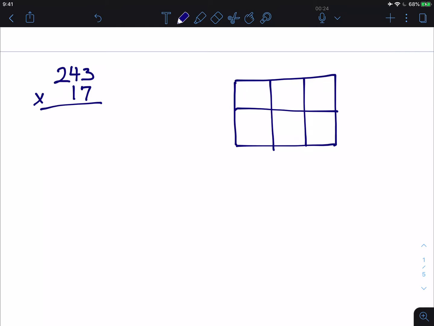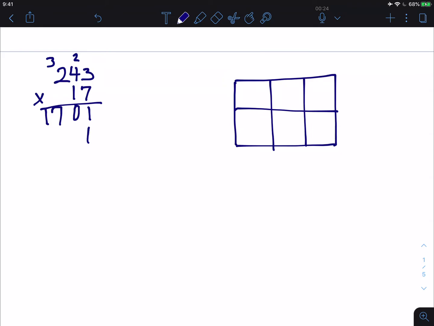A three-digit number times a two-digit number, 243 times 17. I'm just gonna walk through the multiplication of this as I learned it, and as many of you probably do it when you're doing multiplication longhand when you don't have a calculator. So 7 times 3 is 21. You're going to carry your 2. 4 times 7 is 28, plus 2 is 30. 7 times 2 is 14, plus 3 is 17.